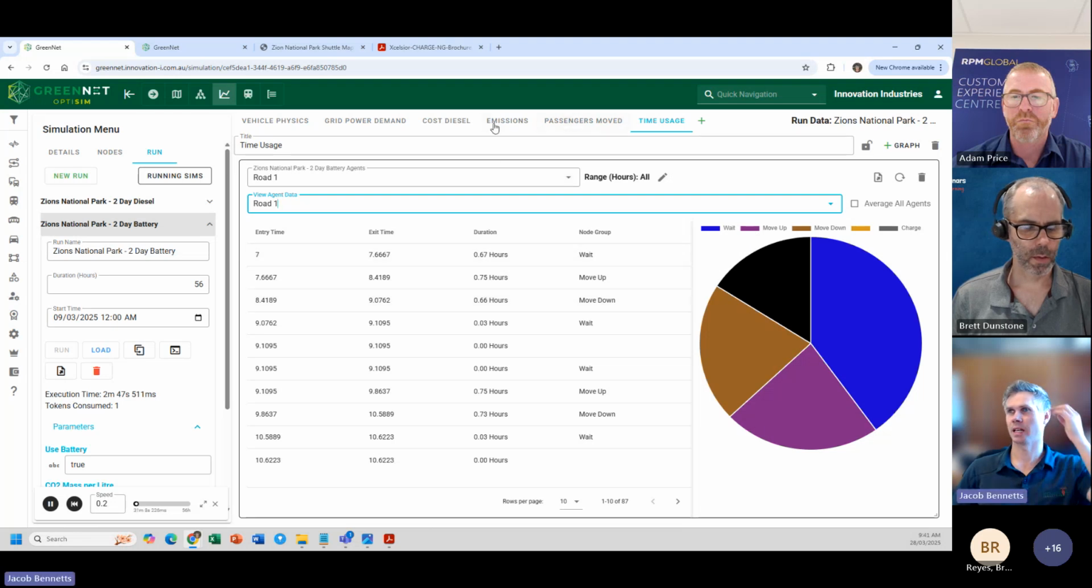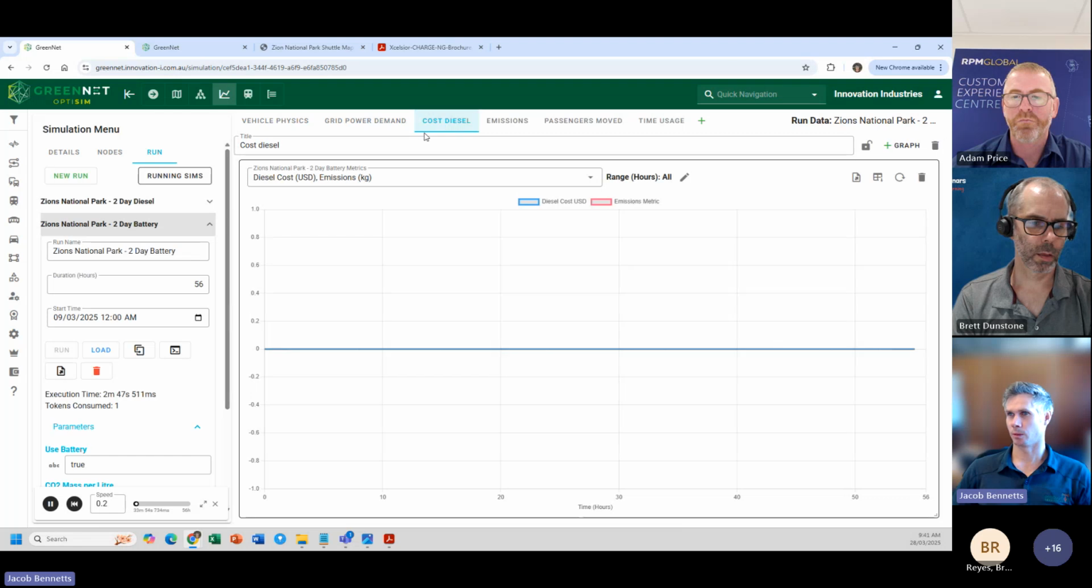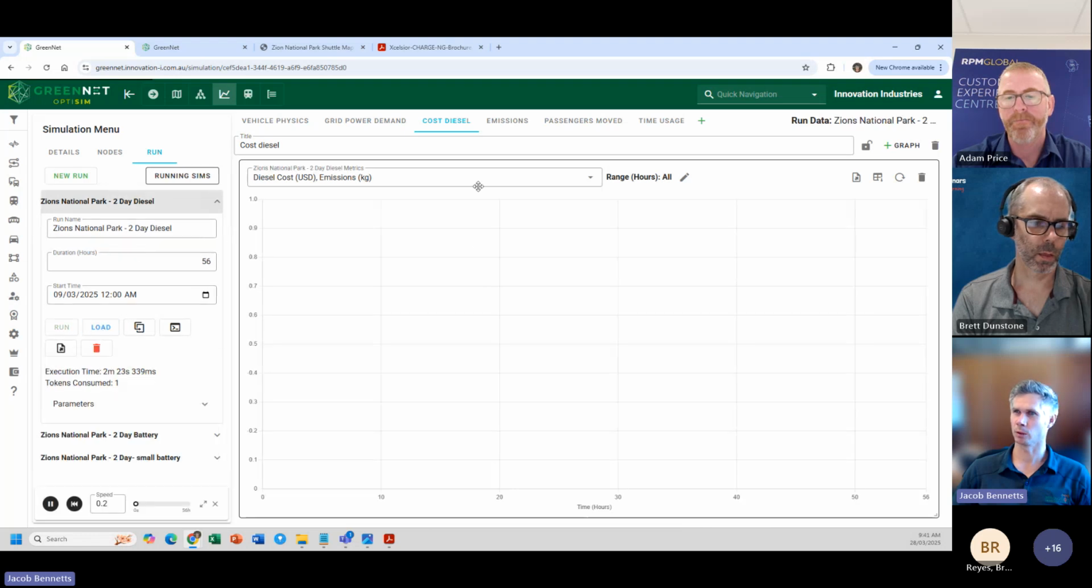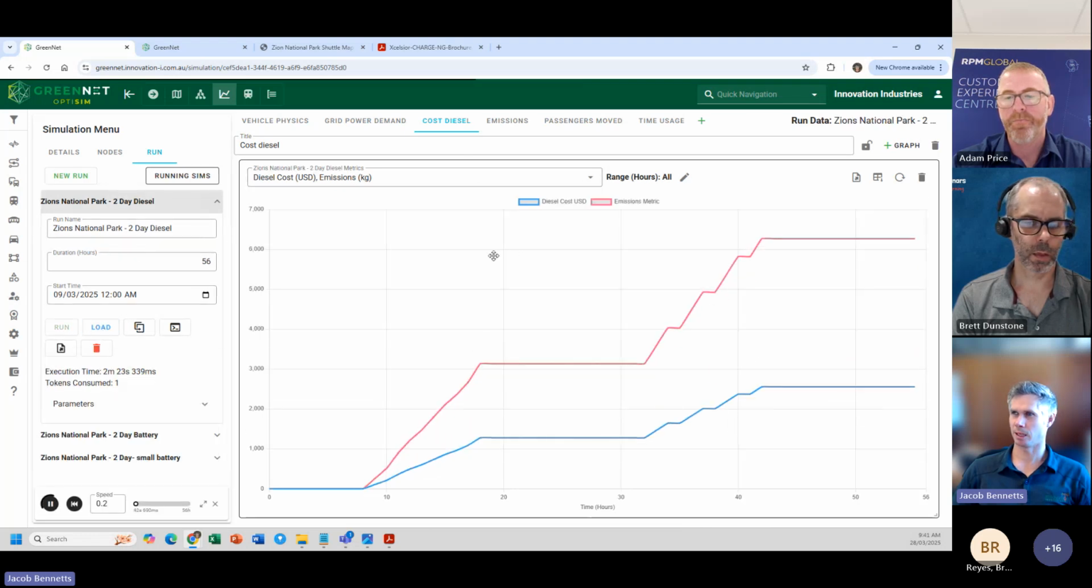So we can get a lot of metrics out of that, but really we just wanted to answer that question. Well, this one has no cost of diesel, because it's a battery electric. If I load the diesel, we can have a look at, put a dollar figure to that, and have a look at what that might be versus the emissions that the diesels are putting off. And I just thought that was interesting.